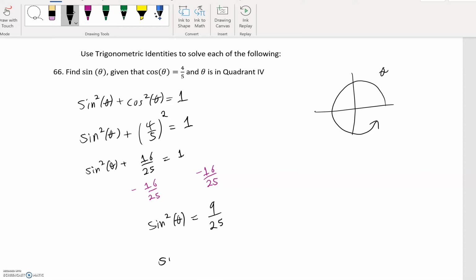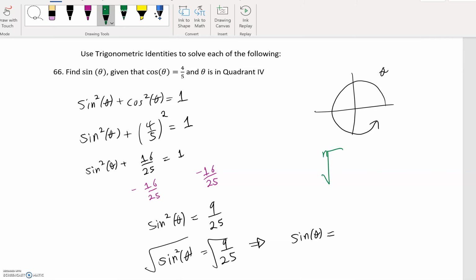From here, I'm going to solve for sine by taking a square root. You're going to want to remember this fact here. If you take a root, it doesn't matter what kind of root it is, cube root, fourth root, what have you, if you take a root of a quotient, this is equal to a quotient of roots. The square root of 9 is 3. The square root of 25 is 5.